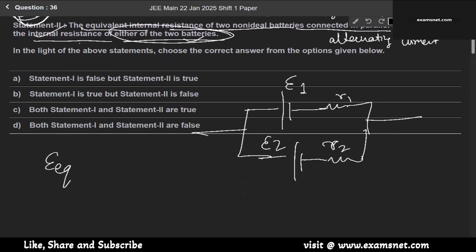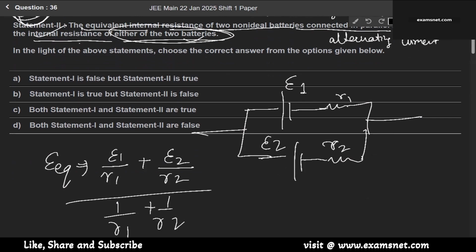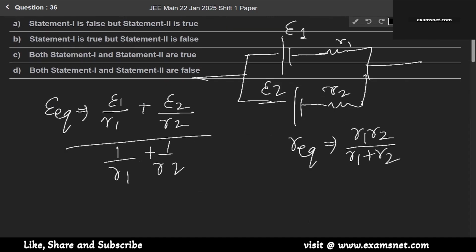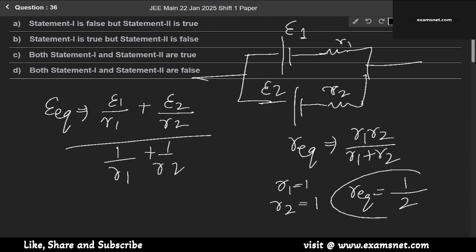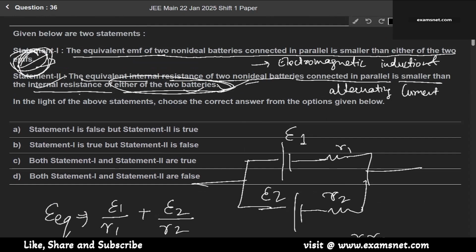We know that for equivalent EMF, the formula will be E1 over R1 plus E2 over R2, over 1 over R1 plus 1 over R2. And for equivalent resistance, the formula will be R1 R2 over R1 plus R2. So let us take an example. If R1 equals 1 and R2 equals 1, then R equivalent will be 1 over 2. It means it is smaller than either of the two.